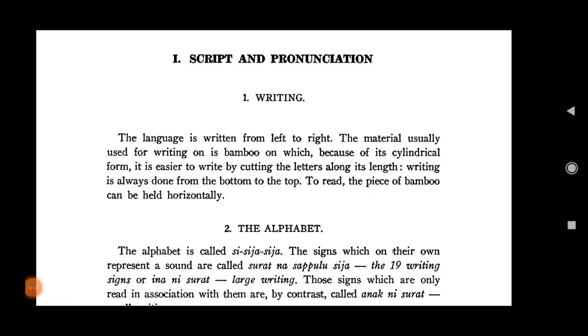Script and pronunciation. Writing. The language is written from left to right. The material usually used for writing on is bamboo, which, because of its cylindrical form, makes it easier to write by cutting the letters along its length. Writing is always done from bottom to top. To read, the piece of bamboo can be held horizontally.